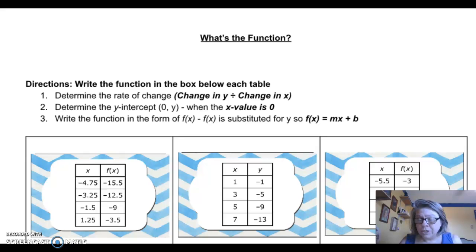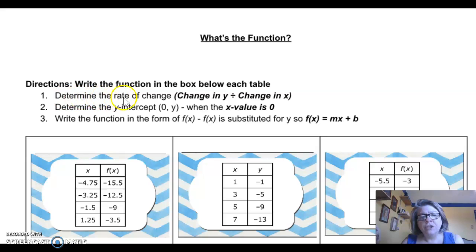All right, the first worksheet, which was completing function tables, should have gone pretty much a little easier than this one. This is a short, rather difficult assignment, but it's reviewing the basic skill that you need to know for finding the rate of change from a table.